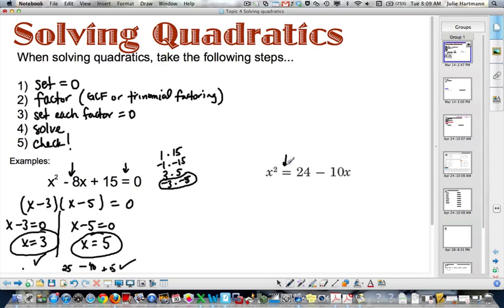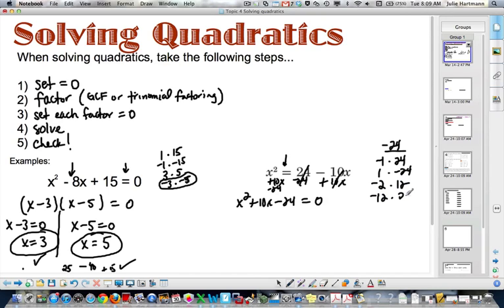Next example, we need to set it equal to 0. I have my x squared here, so I'm going to add the 10x. So I have x squared plus 10x, and then I'm going to minus the 24. So minus 24, those are both gone, so that equals 0. Then, what multiplies to give us negative 24, that adds to give us 10. So negative 24, the factors. We have negative 1 and 24, 1 and negative 24. Negative 2 and 12, negative 12 and 2.